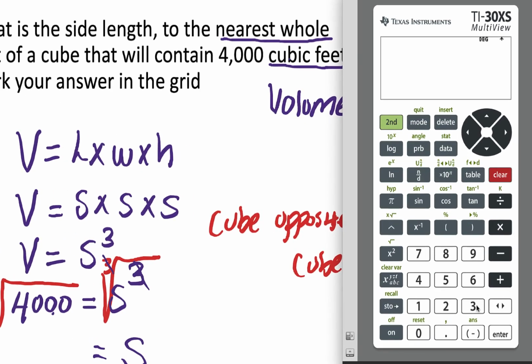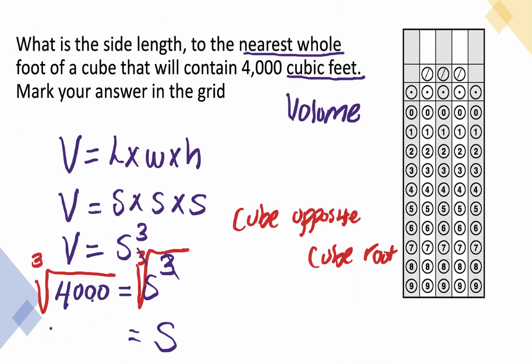So I'm going to have to start with 3, second function, and over here the caret. Because notice you see the x here, which means we can take any root. Enter 4,000. Go to the right. Enter. And notice our answer, 15.87.